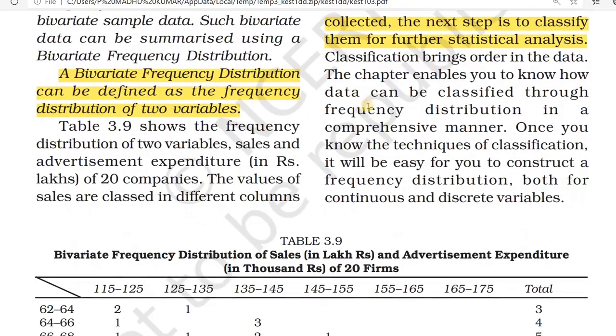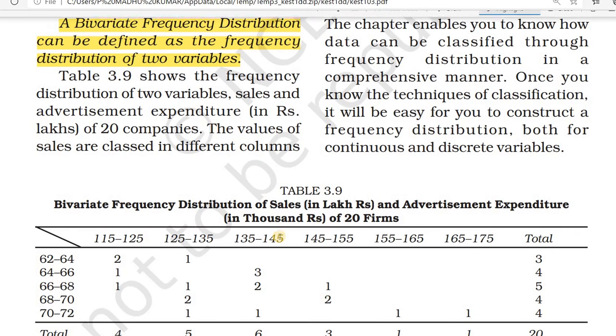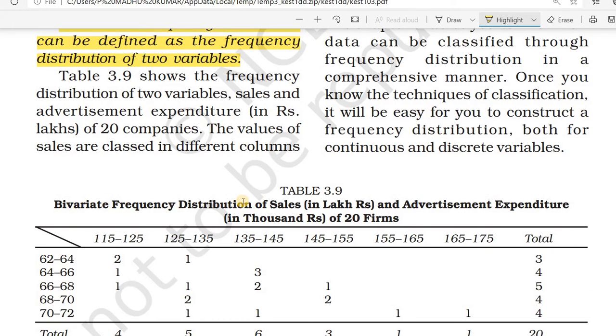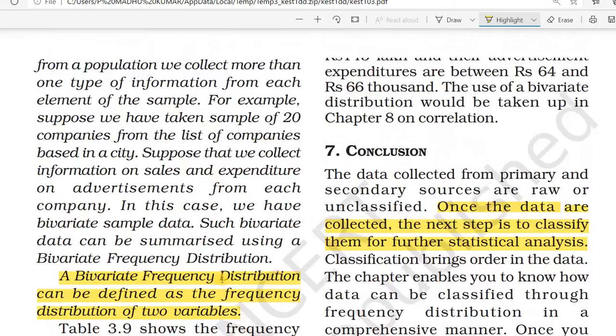Here you can see in this table there is a bivariate frequency distribution, sales in lakh rupees and advertisement expenditure in 1000. Here two variables are there, on one side sales and on the other side expenditure. For this reason we call it a bivariate frequency distribution. Two variables means it is a bivariate frequency distribution.